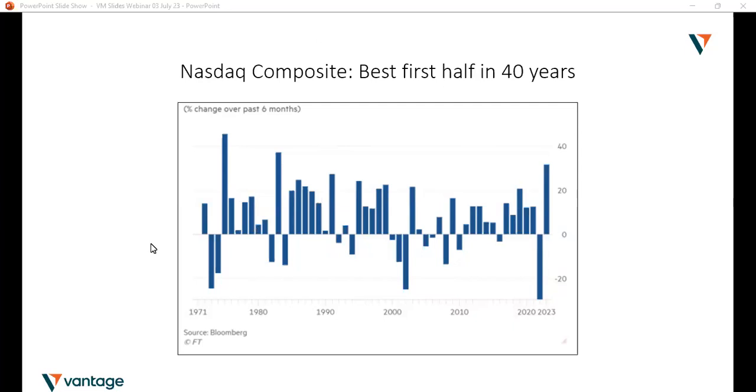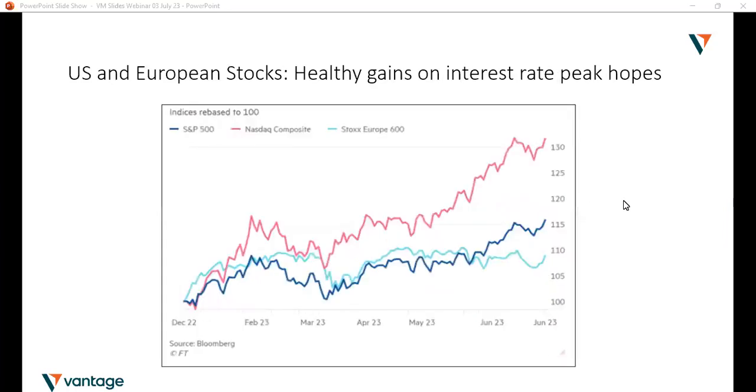So here you can just see a bar chart going back those sort of 40 years and this really strong performance that we've seen in the first 6 months of this year. Then if we move to this other chart, courtesy of the FT and Bloomberg, this is just rebasing the major indices in the US, and also the broader European index, the Eurostoxx 600. They've rebased those to 100 on this chart, and you can see that outperformance of the Nasdaq Composite over the benchmark blue chip S&P 500, and then the lighter blue line, the Eurostoxx 600.